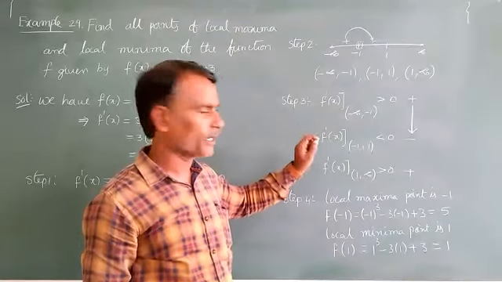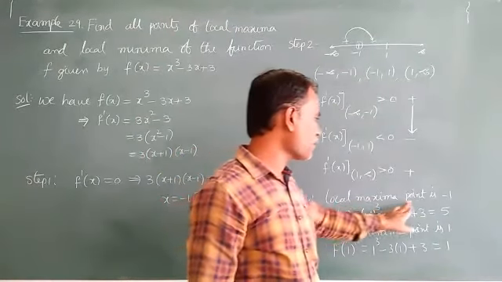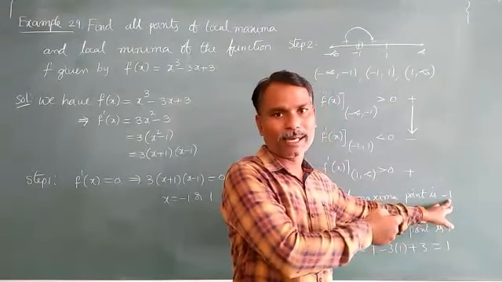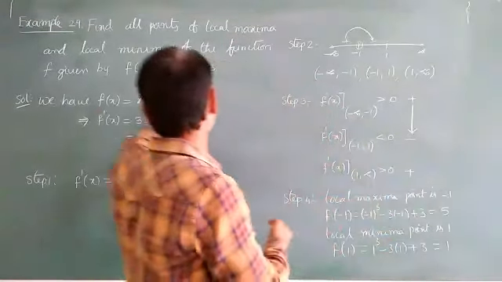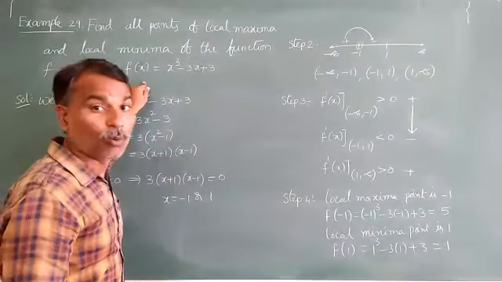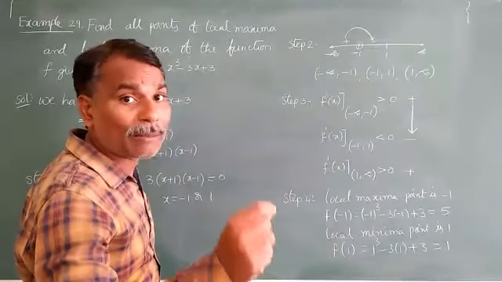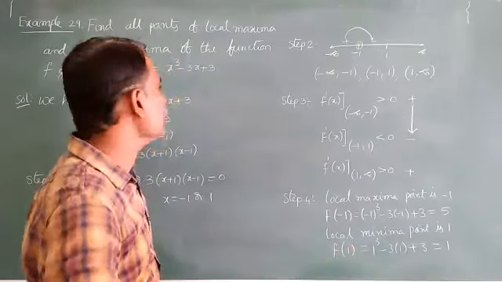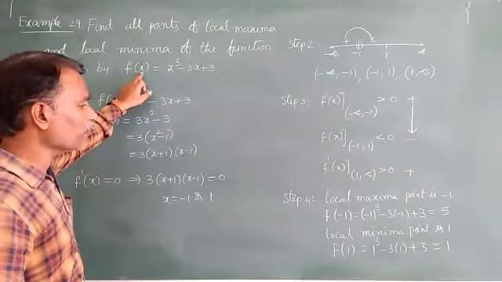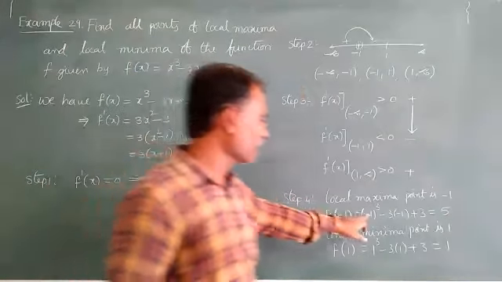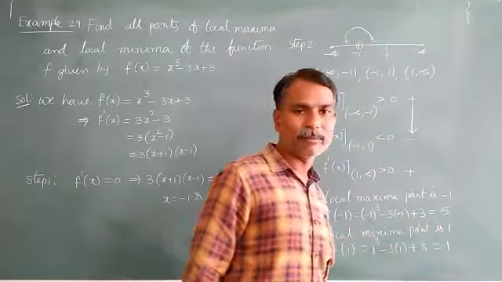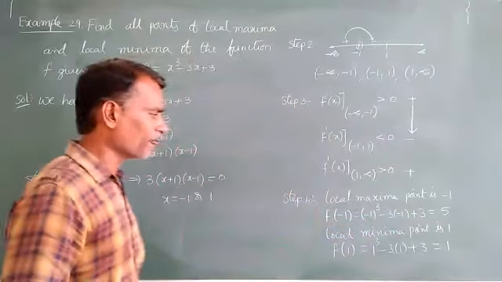So the local maxima point is minus 1. Put that point in the given f of x to get the local maximum value. So f of minus 1 is equal to minus 1 whole cube minus 3 into minus 1 plus 3. By simplifying this, we will get 5.